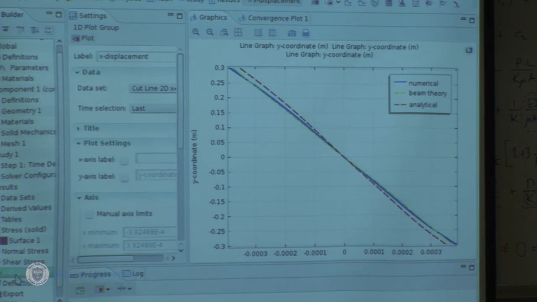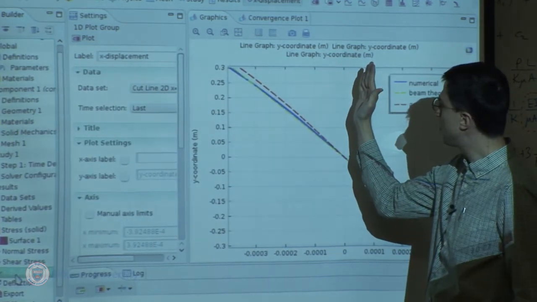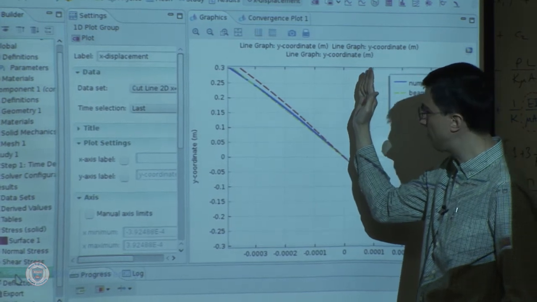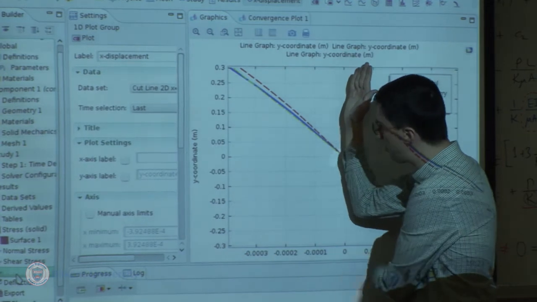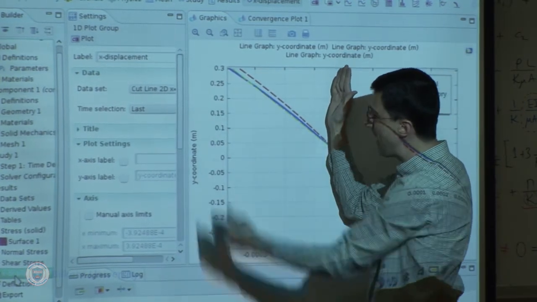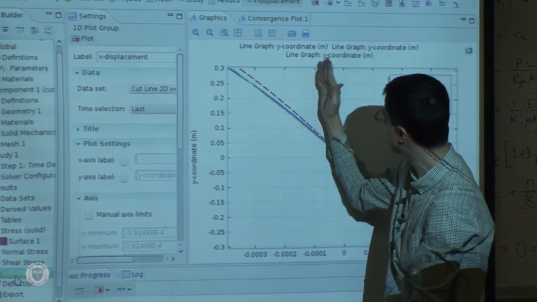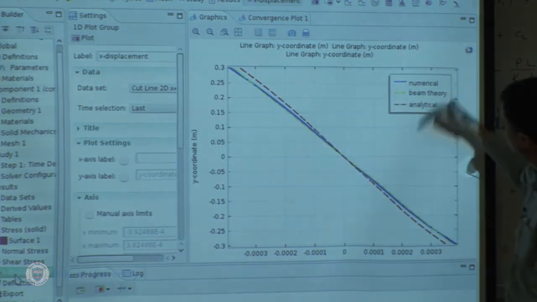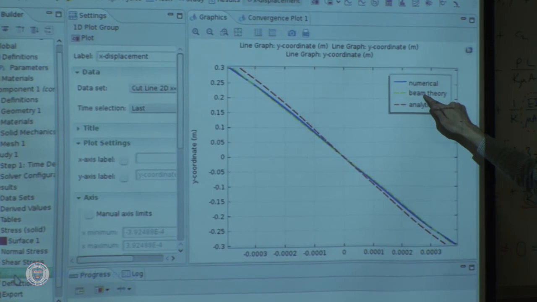Now, I can look at a given cross-section, the distribution of U1. This is U1, right? So what this means is negative, positive, above, below. So above the neutral axis, I'm bending, right? So the cross-sections rotate like this. And that's what you're seeing. It's rotating. Blue is numerical, red is analytical, green is beam theory.